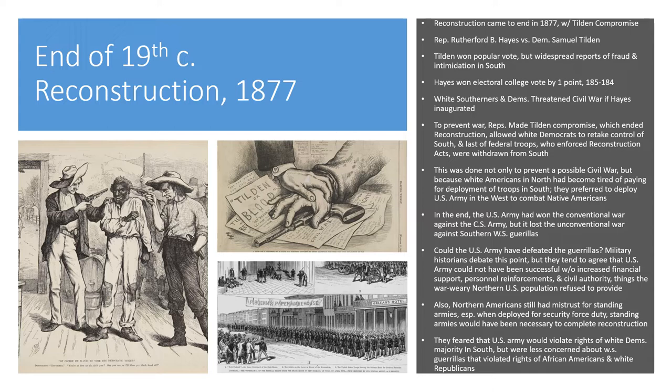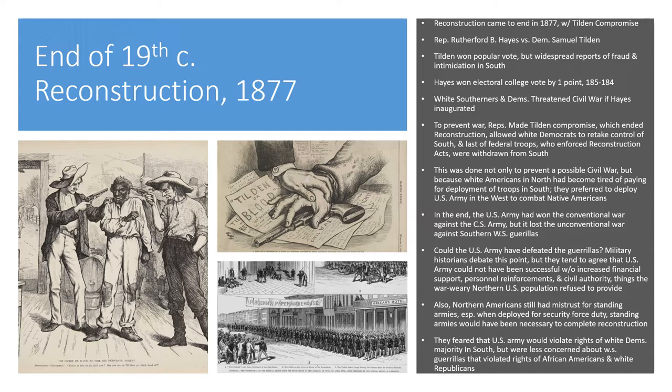And you probably heard of the Tilden Compromise during U.S. history survey, so I won't go into too much detail about what it was here. But basically, Republican candidate Rutherford B. Hayes ran against Democratic presidential candidate Samuel Tilden. Tilden won the popular vote by a large margin, but there were widespread reports of voter fraud and voter intimidation in the South. And Hayes went on to win the Electoral College by 1 vote, 185 to 184.